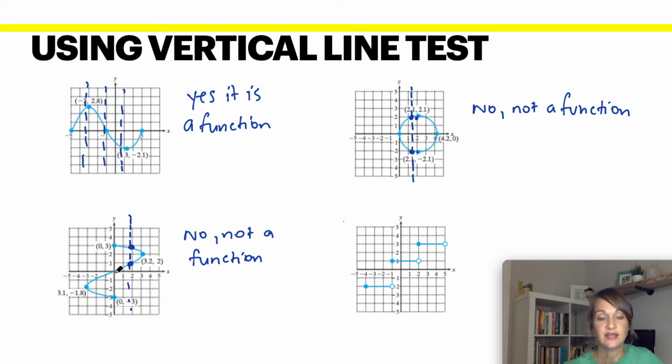Because the x value would repeat if you were to use a coordinate point. For example, here you have the coordinate point (0, 3), and here you have the coordinate point (0, -3). Because the 0 repeats, it's not a function.